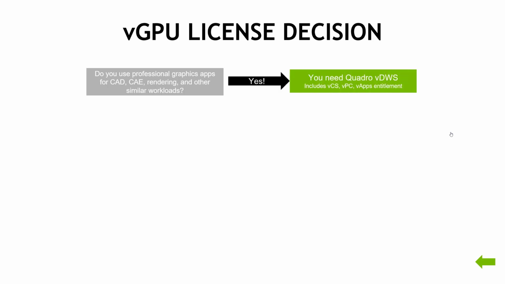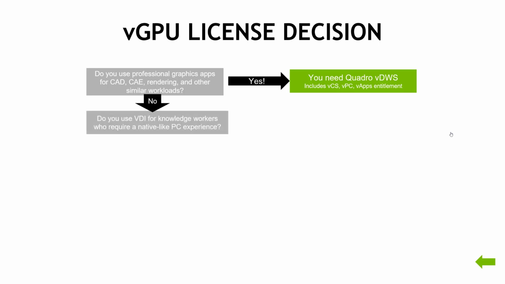So just a quick decision matrix for you here. Do you have any high-end professional users that are using CAD applications, engineering applications, doing rendering, and that sort of workflow? If you do, then you'll need a Quadro vDWS license to service those applications. Something to bear in mind as well is that with Quadro, you also get all of the other licenses under that. So you get a virtual PC license, a virtual compute server, and a vApps license for that individual person, for that desktop. So you could potentially use that license in different ways.